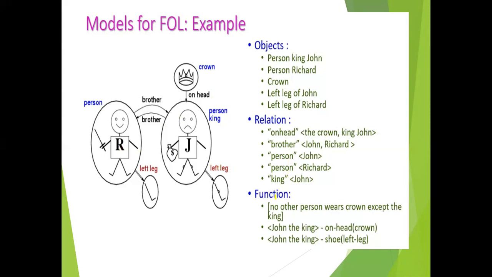No other person wears a crown except the king. So what's the function? We can say only the king will have the crown. So John will be the king and he will be having the crown. And John the king has a left leg with shoe. If you see, Richard does not have a shoe. So it's a simple example of showing a model using propositional logic. Thank you.